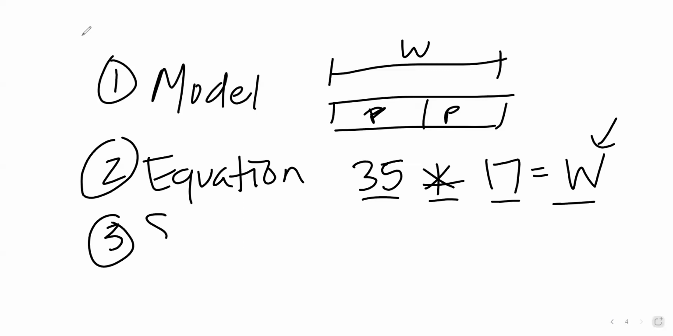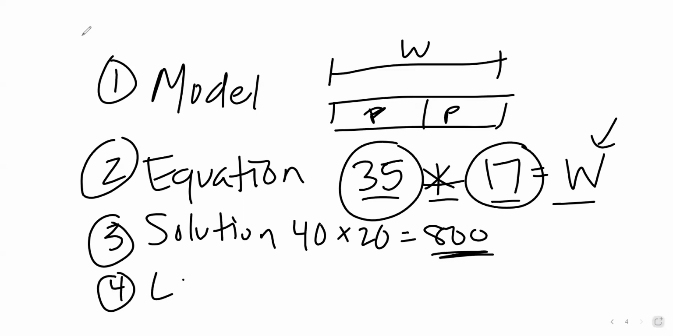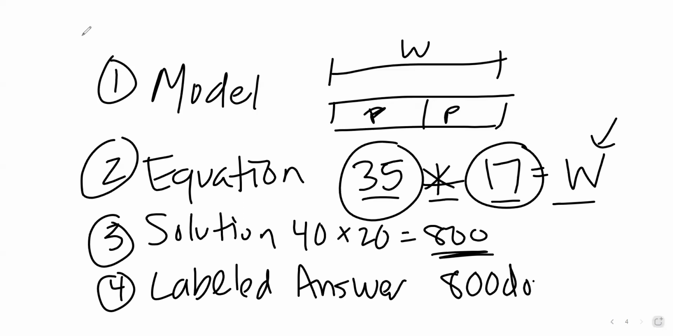And then we need our solution. And again, that is just the number itself when you do the math. I should have picked numbers I could have done in my head. We'll estimate. Cool. Right? That would be the solution. And then you have a labeled answer. And this story problem I just did was about donuts. So 800 donuts. Right? That's the label. Don't forget that. Y'all keep asking, what's the label? That's the label.